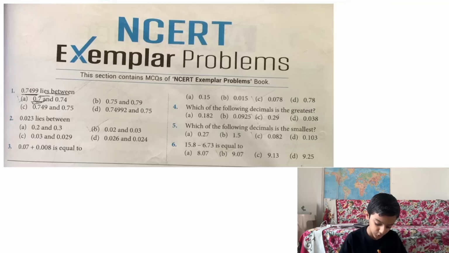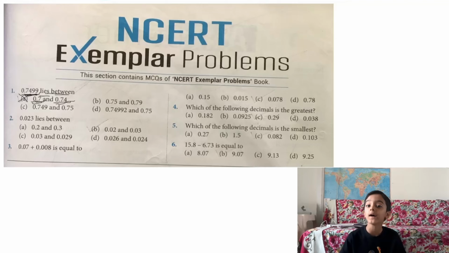Now it should be before 0.74. But here it is not before 0.74. Look, it is not 0.74, it is 0.7499. Even if it were 0.7400, a 0 at the end of the decimal does not affect the number. But it is 0.7499, so it is after 0.74. So option A is wrong.